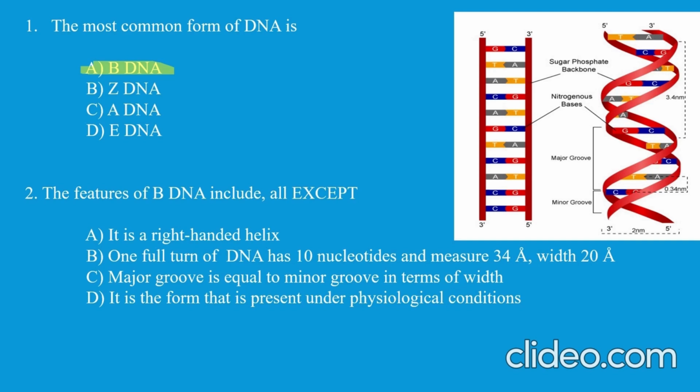Third is major groove is equal to minor groove in terms of it. No, because you can see this, the width of major groove and minor groove is different, right? And these are basically meant for the interaction of proteins. So this is a false statement that minor groove and the major groove is equal in the length, right? So the answer is this. Last option is, it is the form that is present under the physiological condition. As I have already told, that is the most common DNA present at the physiological conditions, right? Here answer will be major groove is not equal to the minor groove, correct?